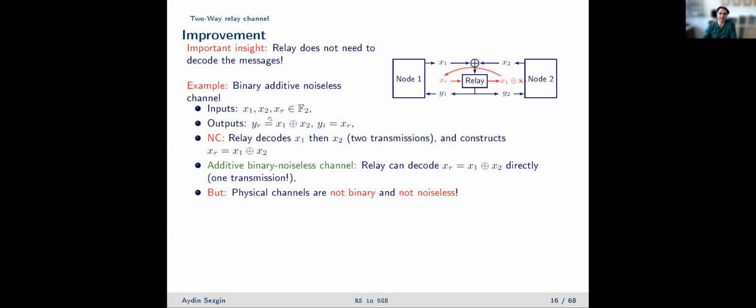So that works fine in the binary noiseless channel, but physical channels are unfortunately not noiseless and they're not binary. So what can we do? Usually in physical channels, we use Gaussian channels as a good representation of physical channels. Shannon showed that random codes are the best we can go for. The problem with Gaussian code words is that the sum of two code words is not necessarily a code word. That means we are not able to reproduce what we have done in the binary additive noiseless channel if we go for Gaussian code words.